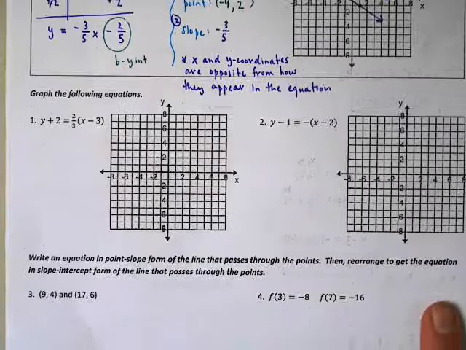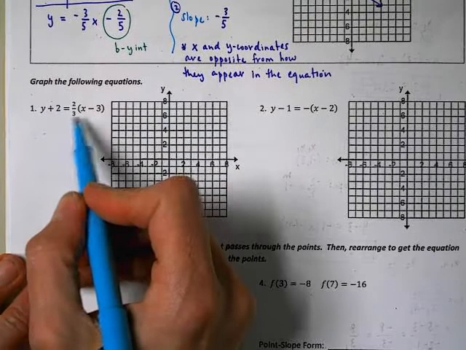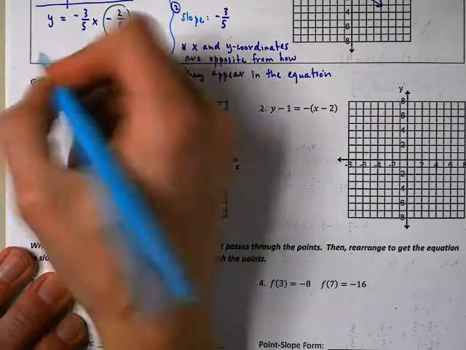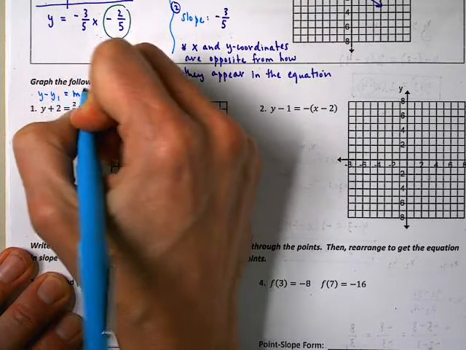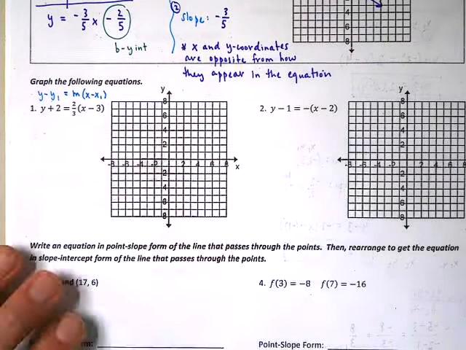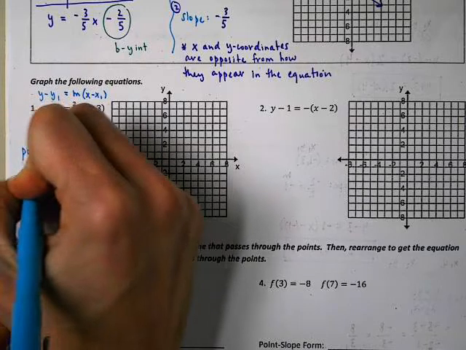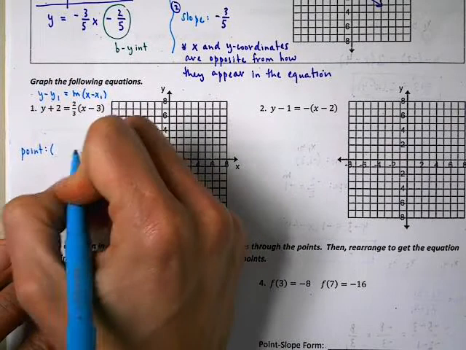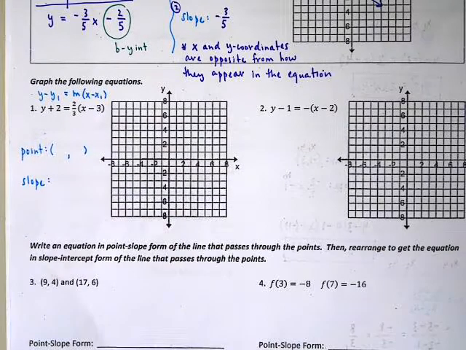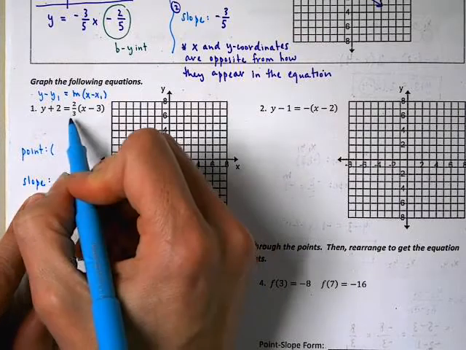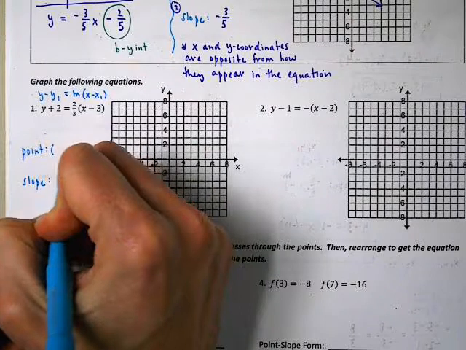So for number 1, my equation is y plus 2 equals 2/3 times the quantity x minus 3. And again, I know this comes from y minus y1 equals m times the quantity x minus x1. And I know to graph it, I need 2 things. I need a point, and I need a slope. So my slope is always going to be the m. Again, it's that number that's in front of my parentheses. So my slope is 2/3.